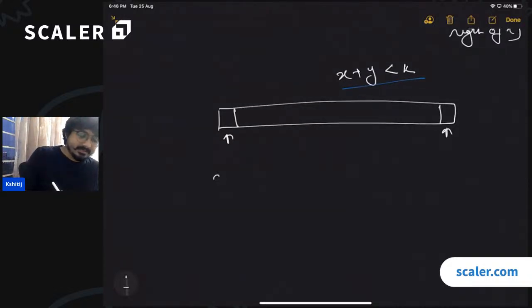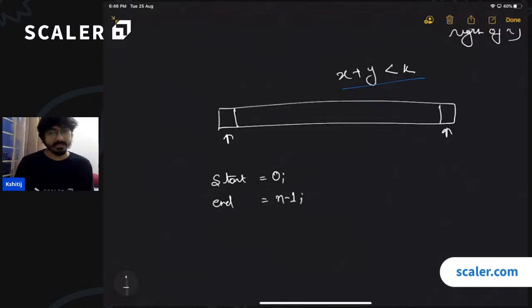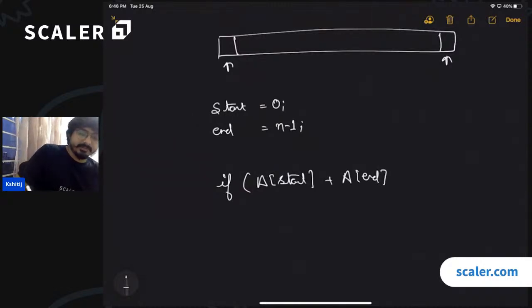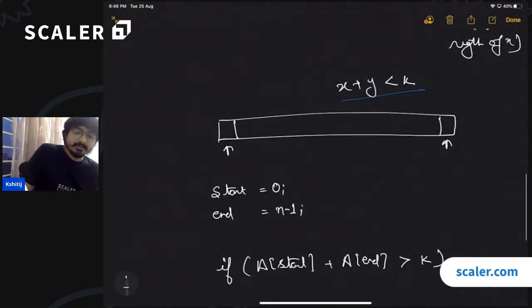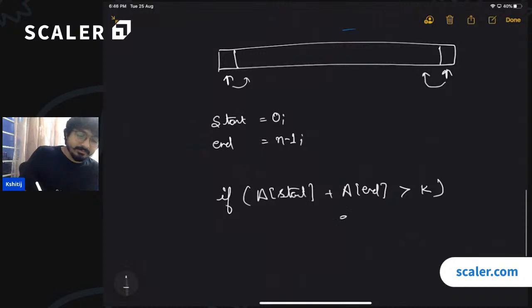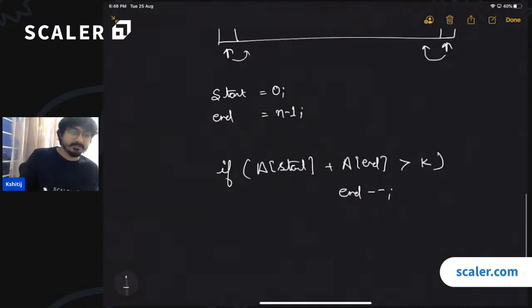You can just initialize a pointer start, which will start from 0, and another pointer end, which will be started from the last index of the array, right? And now we can say that if a of start plus a of end, if these two are forming a sum which is greater than k, what do we do? We can shift this pointer towards this side, because if you shift this pointer, that will further increase the sum, right? So we can do end minus minus, okay?